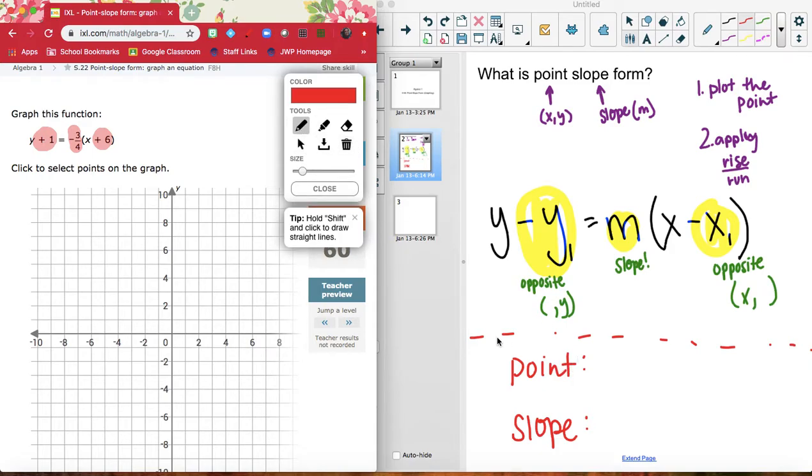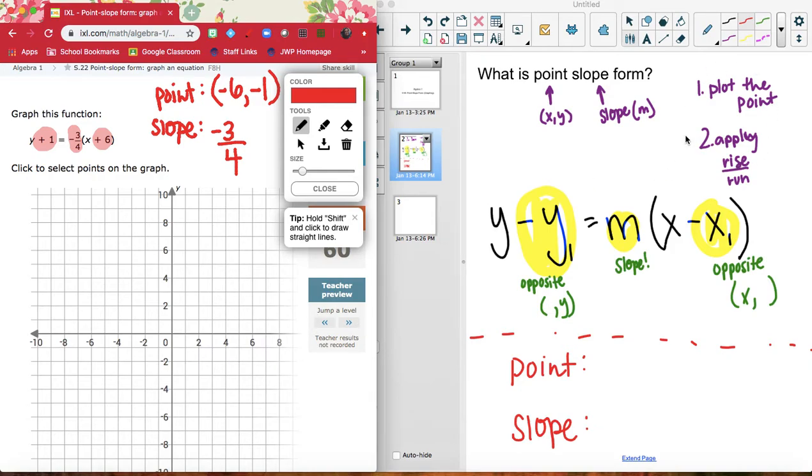So I'm going to write it over here: the point and the slope. The point, the x value, is what's in the parentheses. In parentheses, there's plus 6, so that means the x value is minus 6. For the y, it's plus 1, so the y value is minus 1. So my point is (-6, -1), and then the slope is negative 3/4.